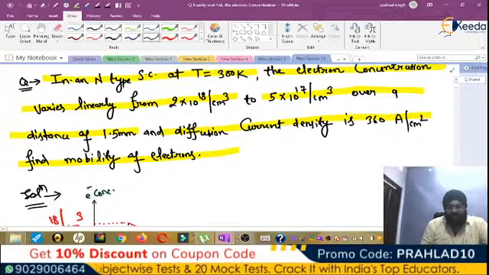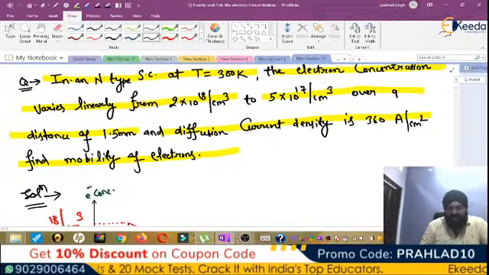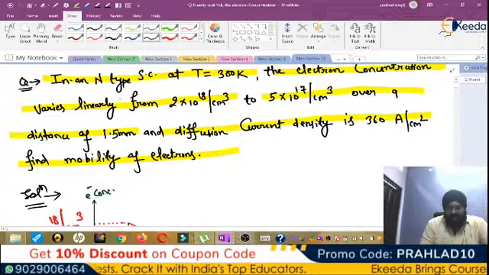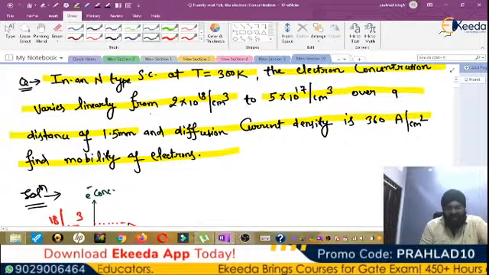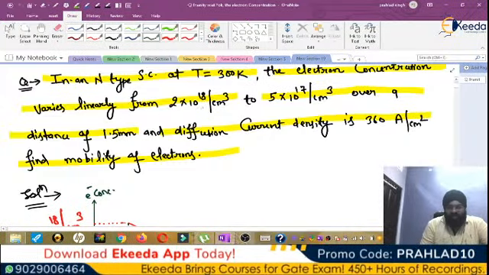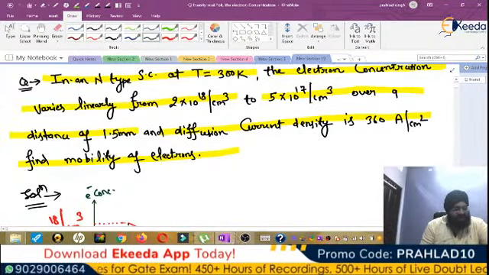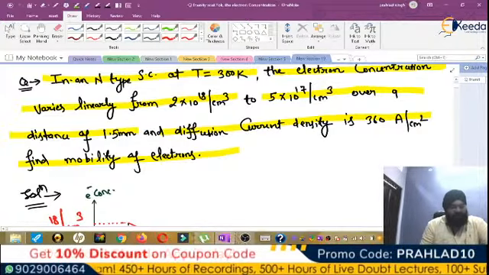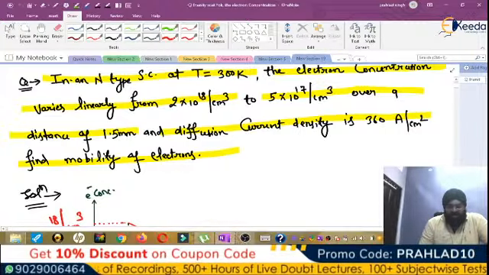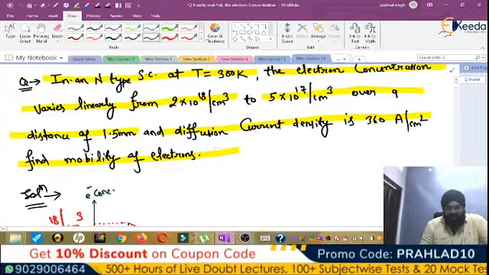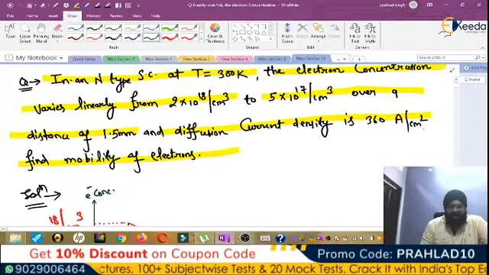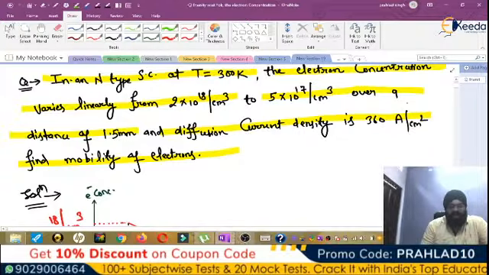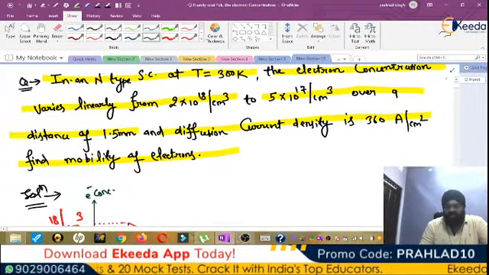Okay, so in this numerical, what we are given is an N-type semiconductor at 300 Kelvin, where the electron concentration varies linearly from 2 into 10 to the power 18 per centimeter cube to 5 into 10 to the power 17 per centimeter cube. So when electron concentration is varying, it means diffusion current will flow, and the diffusion current density is given. It is 360 ampere per centimeter square. Then find the mobility of electrons.